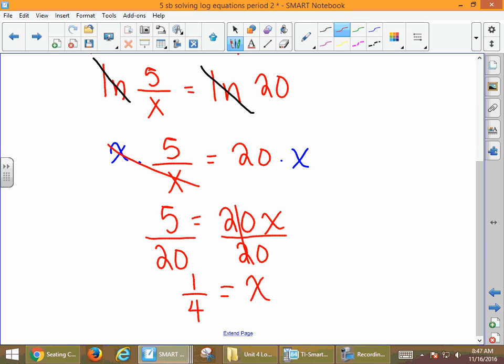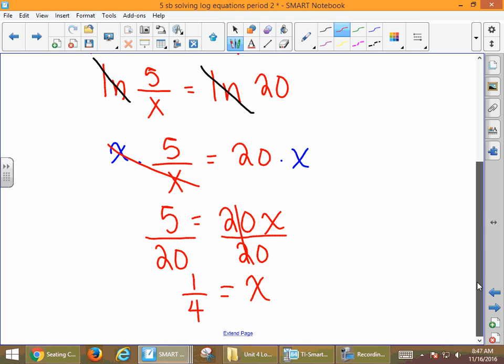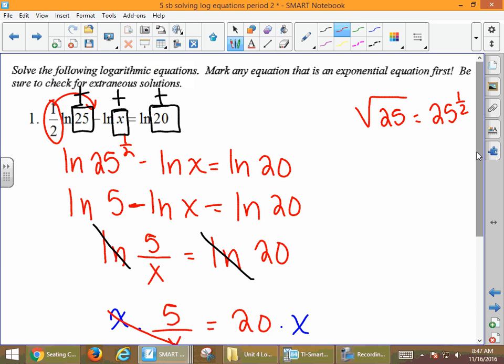Once we get this value, we need to go back and check for extraneous solutions. We're going to go back into the original equation. The nice part is that 5 is already positive. This value here must be positive, and 20 also must be positive. When we look at our solution of 1/4, is 1/4 positive? Yes. So we do not have any extraneous solutions in this problem.